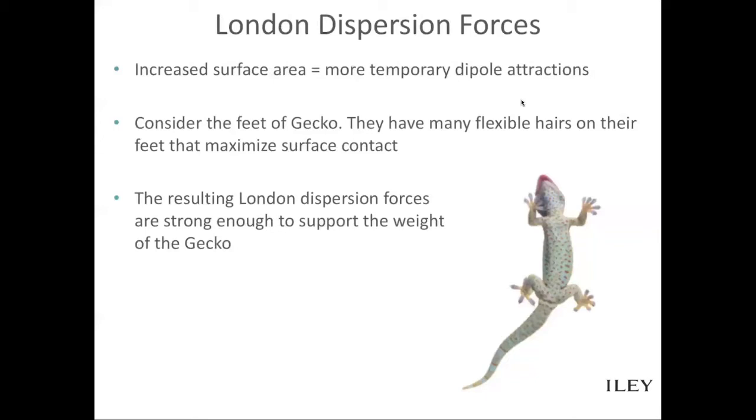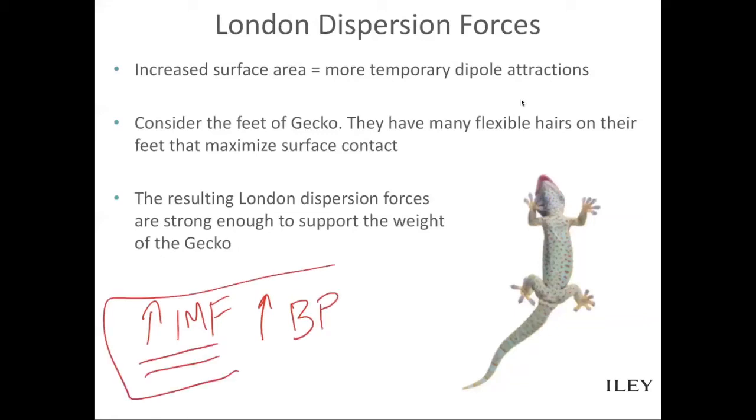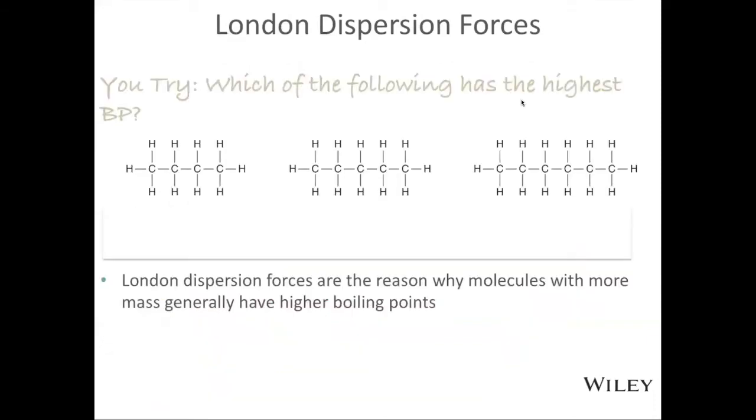The other thing in terms of surface area: more intermolecular forces is directly related to a higher boiling point. This is a relationship that you need to think about all the way through all of organic chemistry. Increased intermolecular forces means increased boiling point. So with that said, let's see if we can decide which one of these carbon molecules has the highest boiling point. The first one here is 4 carbons, 5 carbons, and 6 carbons long.